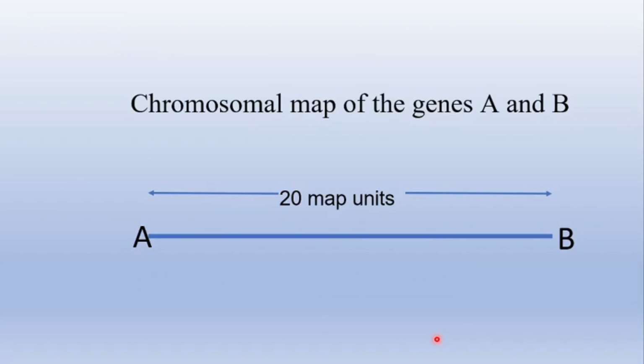So, if we construct a genetic map by considering A and B genes, it is like this. These two genes are 20 map units apart from each other. So, it is a relative distance. This is how we can construct a genetic map by using A and B genes test cross analysis.